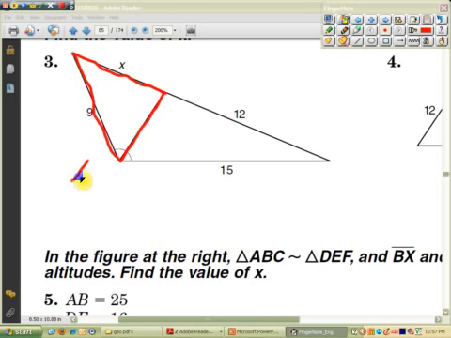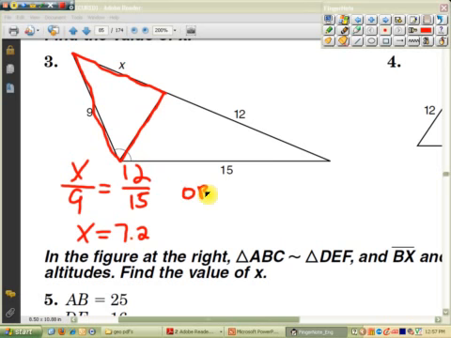Again, we can set up our proportion in several different ways. I can do x over 9, which would equal 12 over 15, because I'm using corresponding parts. That's one way of doing it. And when you solve that equation, you get x is 7.2. Or another way of doing this is you can say x over 12 equals 9 over 15. When you solve this, you're still going to get 7.2. So you can set up the proportions different ways.